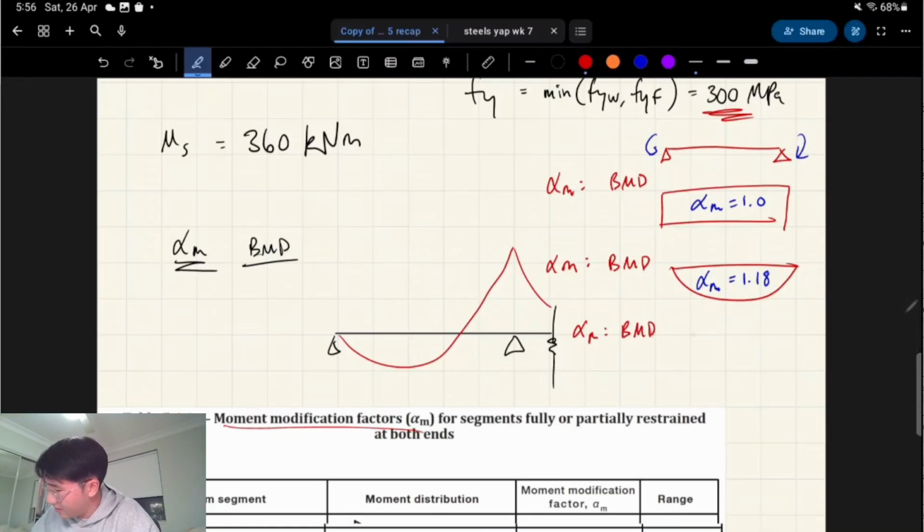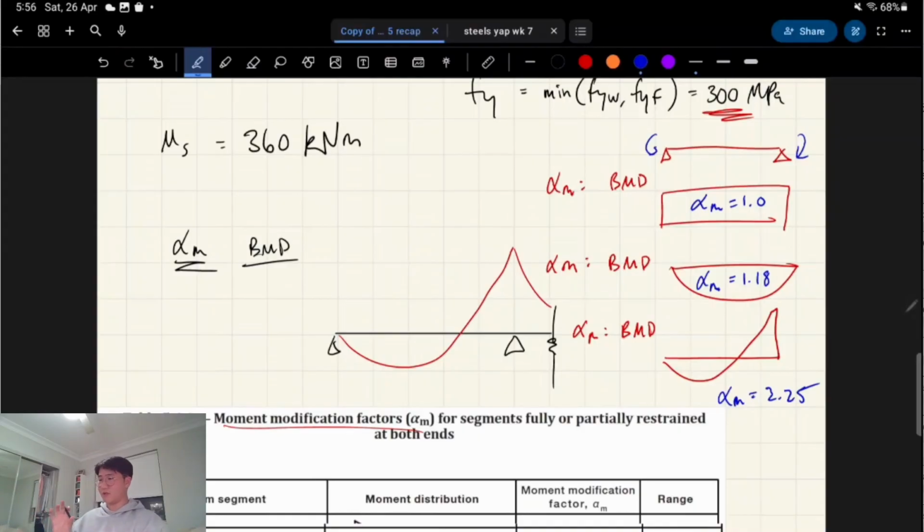What we see here for the 2 span with the uniformly distributed load is something like this, right? This results, you will see, in an alpha m value of 2.25. That's quite good, actually. Oh no, sorry, I think I got this number wrong. I think this is about 1.5. That seems more accurate. So 2.25. This just means it's better when it's a continuous beam in terms of its moment capacity.